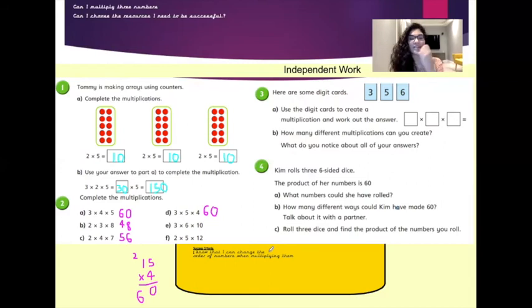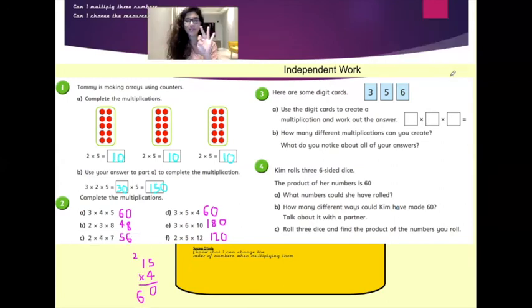And then we have 3 times 6 times 10. So 3 times 6, 18, times 10 would be 180. So well done. Let's just line that up. Fantastic. And lastly, 2 times 5 times 12. So 2 times 5, 10. And then 10 times 12 would be 120. There you go, fantastic. Right, we're on to number 3.